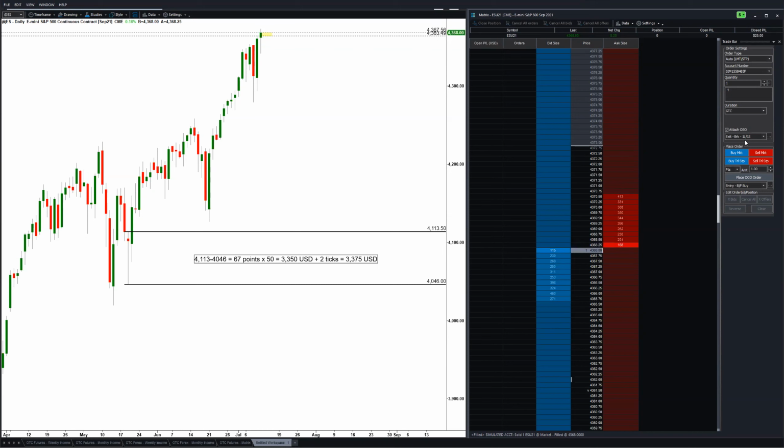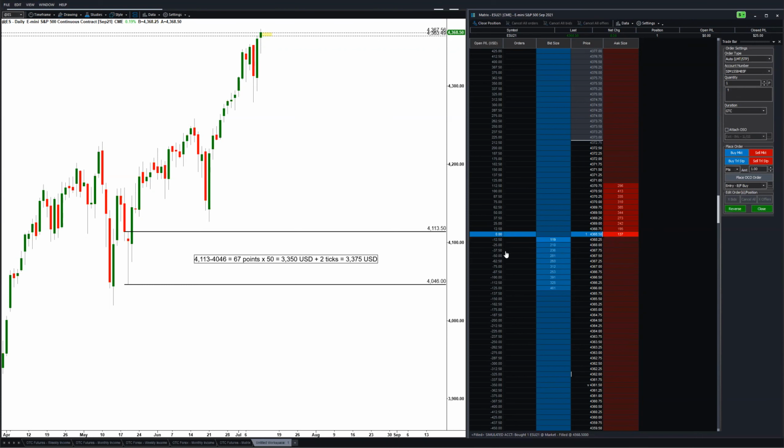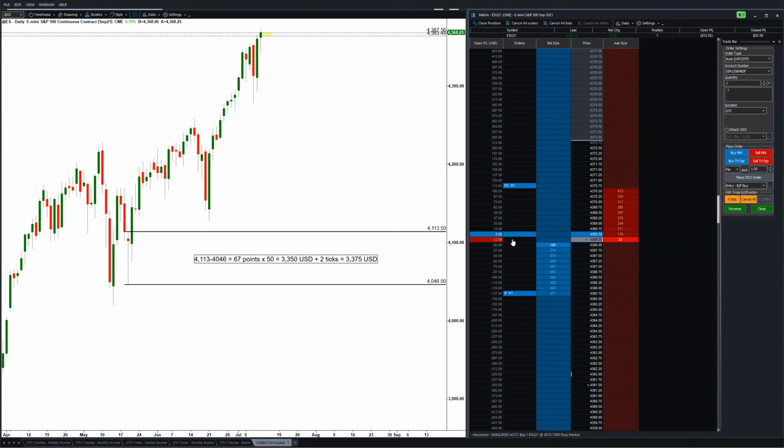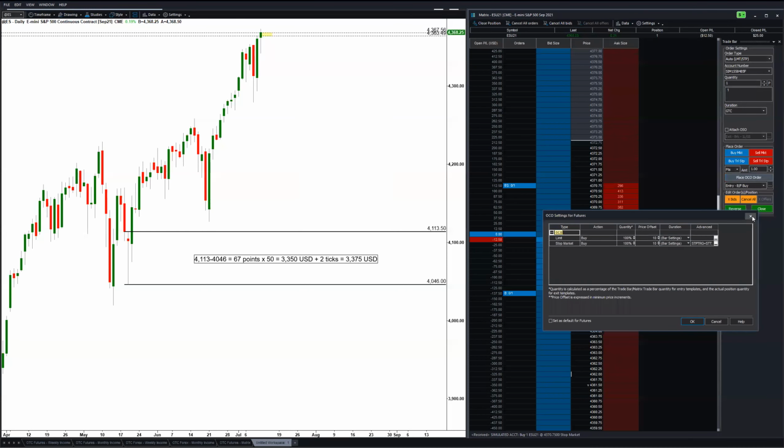By the way, just to show you quickly, if you forget to place an OSO and I just buy one at market, now I have an order in the market without stop loss and without target. So now you could just place OCO. It also shows the estimated commission, $1.20, and you see it has now attached my bracket orders as well. Here you can change the offset as well, which is still at 10.